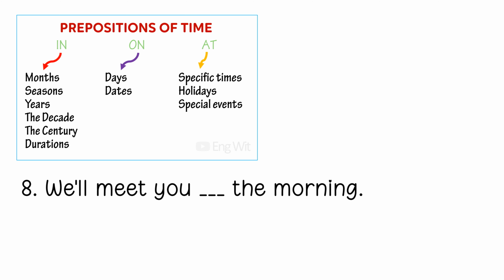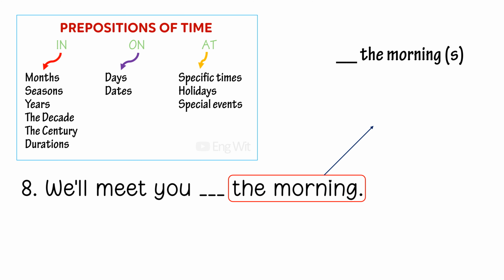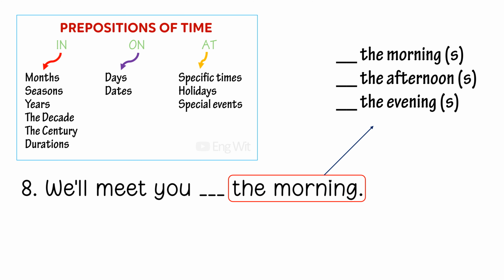We'll meet you blank the morning. The time indicator in this sentence is the morning. With the morning, the afternoon, the evening, we use the time preposition in. We'll meet you in the morning.